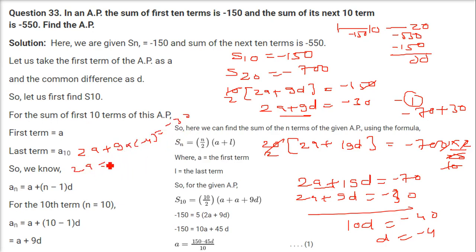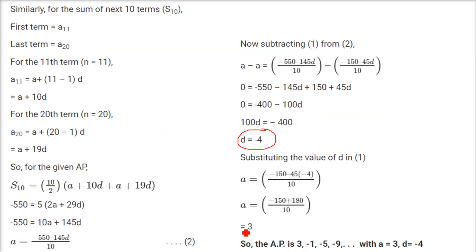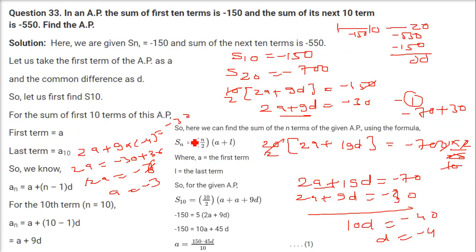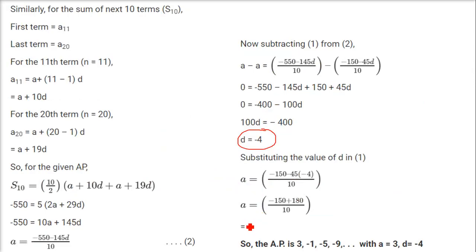2A is, this is minus 30, and this is minus 36. So minus 30 plus this goes here, 36. So 2A is 6. A will be 2 3s are 6, A is 3. So A is 3 and D is minus 4.